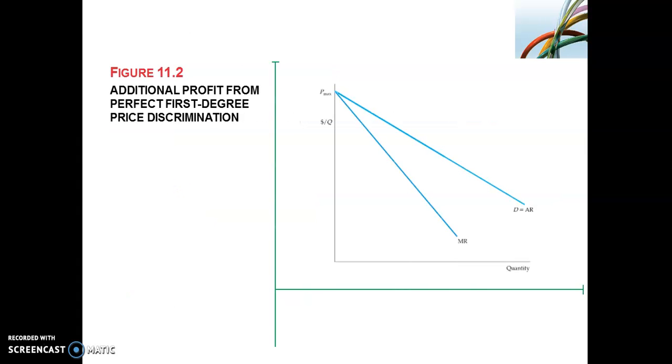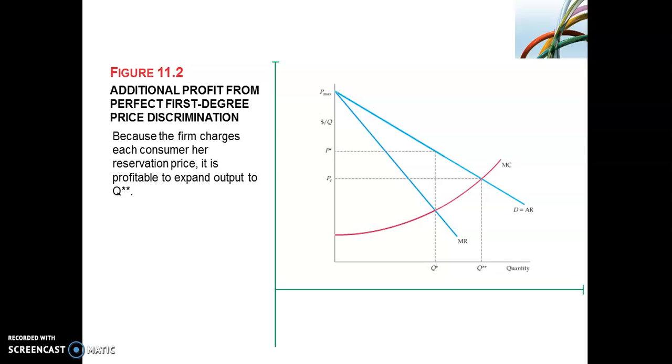So, figure 11.2 demonstrates the additional profit earned when perfect first degree price discrimination is practiced. Now, I did say the word perfect. We are going to see the example of imperfect price discrimination in the next figure. So here, if we had a single price P star that was charged, then the output would be Q star. And you can see that is where marginal cost and marginal revenue intersect, and hence at that output, the single price charged would be P star.